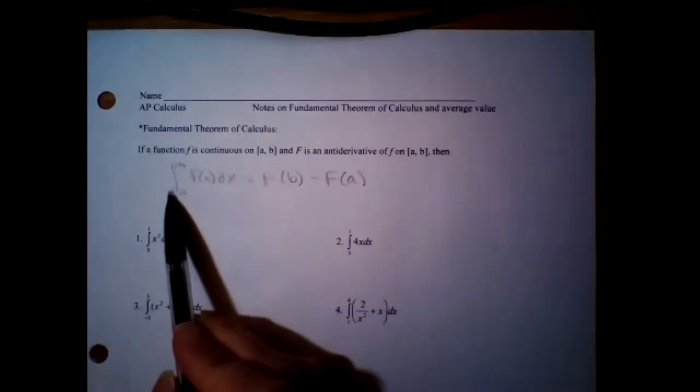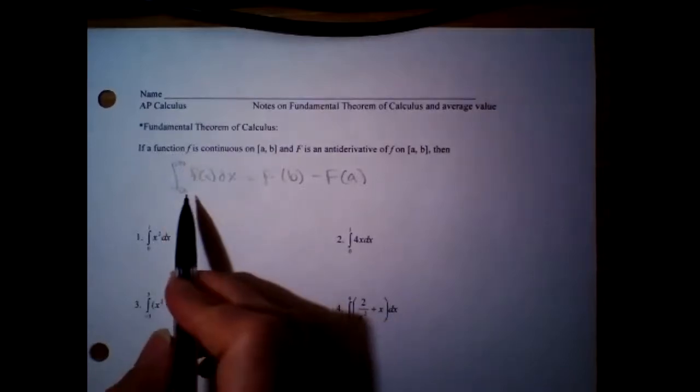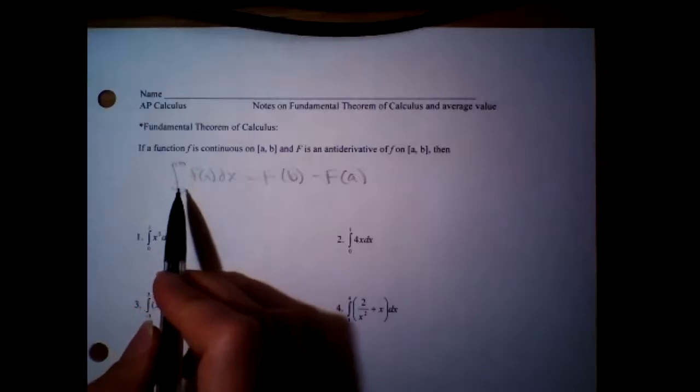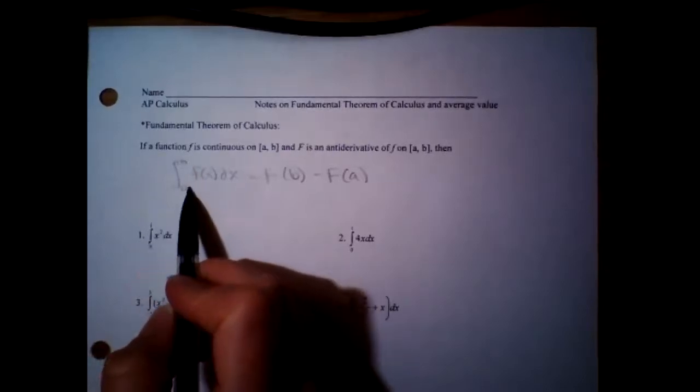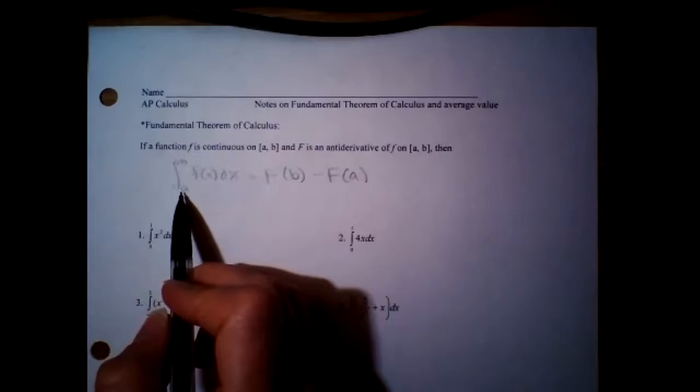That's what this symbol means: do an antiderivative, but you don't put a plus c at the end because this is a definite integral. Remember, definite means it has boundaries, indefinite means it has no boundaries. So if there are boundaries, you don't put a plus c, you want to get an actual numeric answer for the area under the curve.